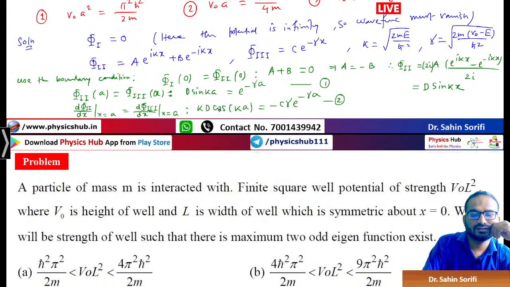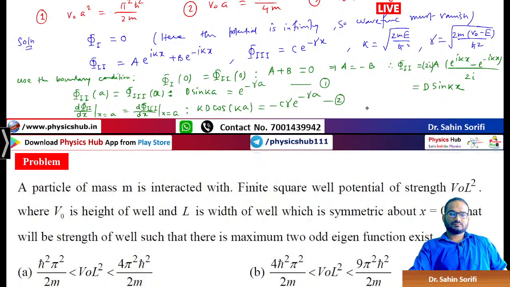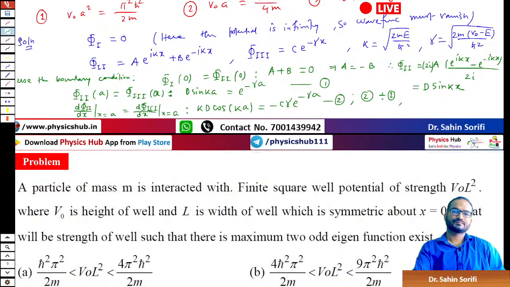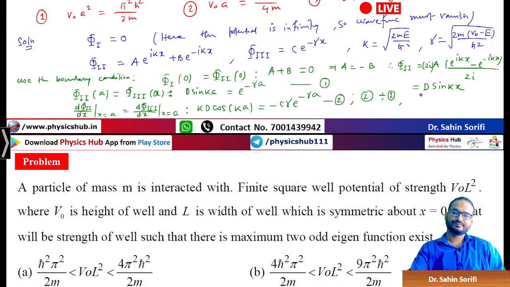Now to make it, we can do 2 by 1, then you will get what? So if you do 2 by 1, what are you going to get? Cos by sine, cot, k cot ka is equal to minus gamma.